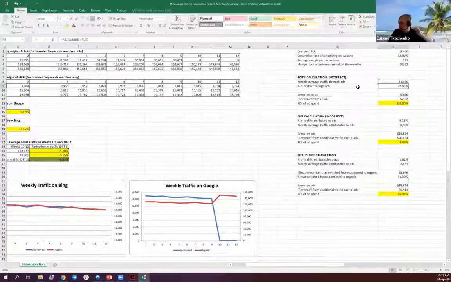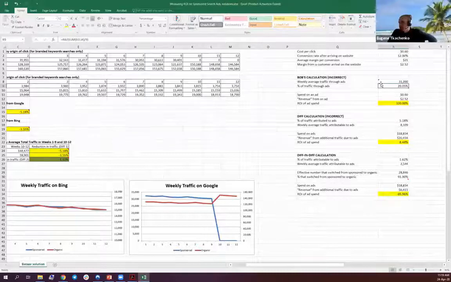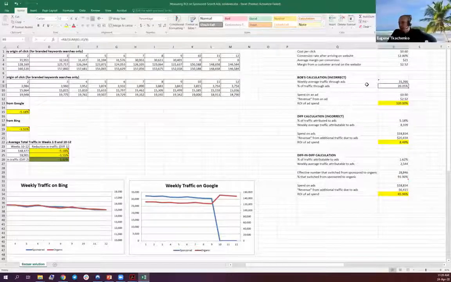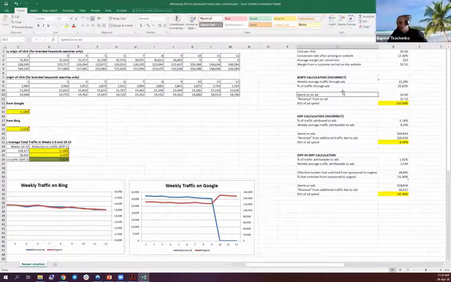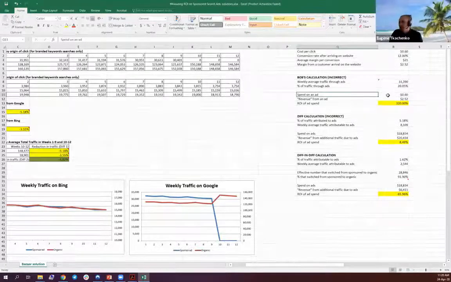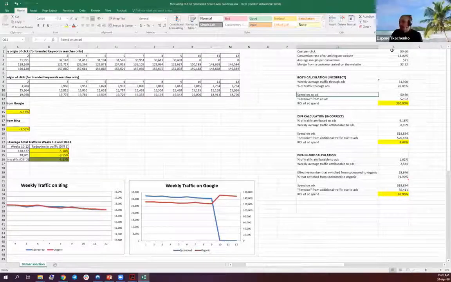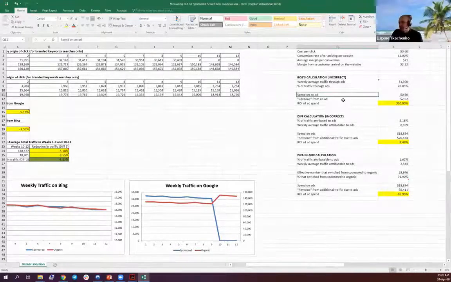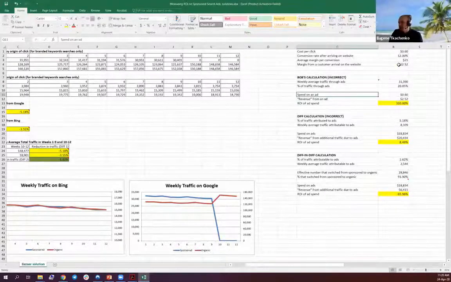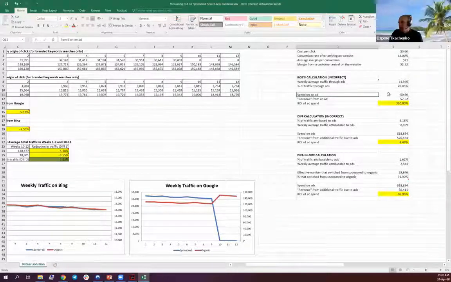So the percentage of the traffic through ads was 20%, which is okay. We can take it, but it's not really relevant or really accurate. The spend on the ad was accurate. So the cost per click was 60 cents. The revenue from the ad was $2.52. And then when they calculate ROI, the result is 320%.